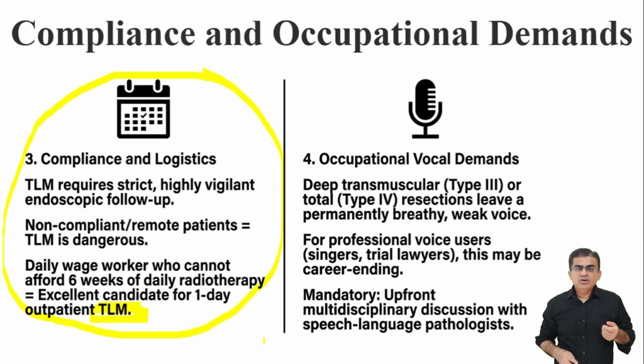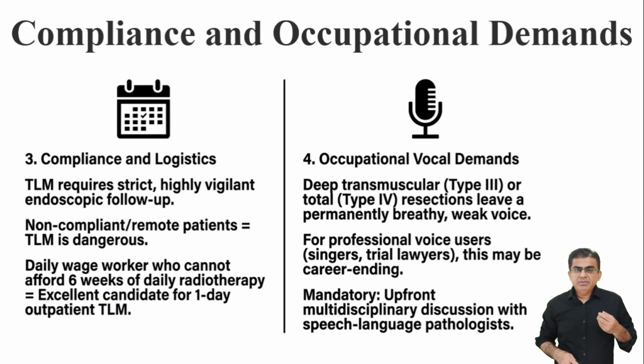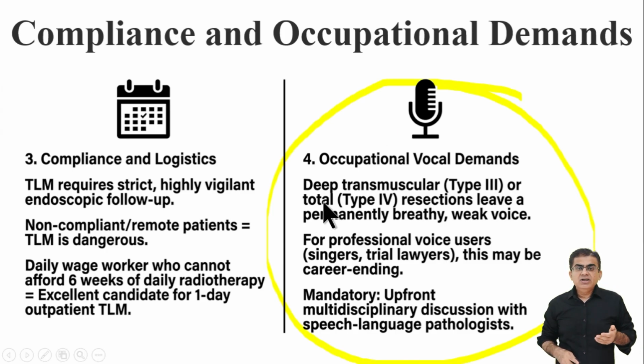Now look at the microphone icon on the right side of the screen. This represents the patient's occupational vocal demands. If a patient requires a deep transmuscular type 3 or a total type 4 resection, the glottis will not close perfectly. It will inevitably leave the patient with a permanently breathy and weak voice.